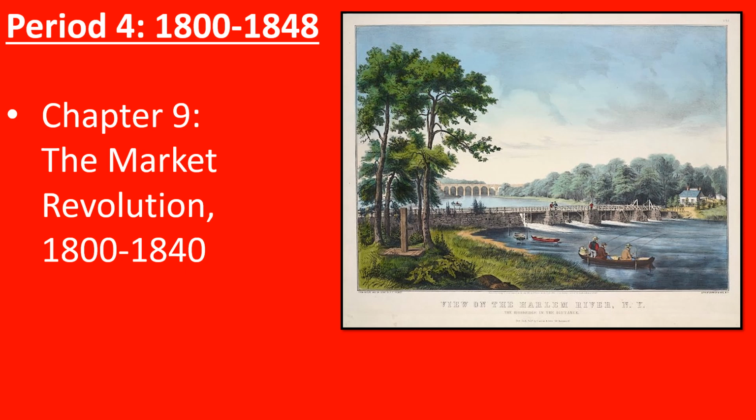Period four, which is really everything from the turn of the 19th century up to the beginnings of the American Civil War, is going to start off by looking at a series of economic changes called the market revolution that's going to reshape not only the American economy, but its landscape, its culture, and its politics. So the things you want to pull from it are not purely economic things, but looking at the effects that it has cascading across the rest of American society.